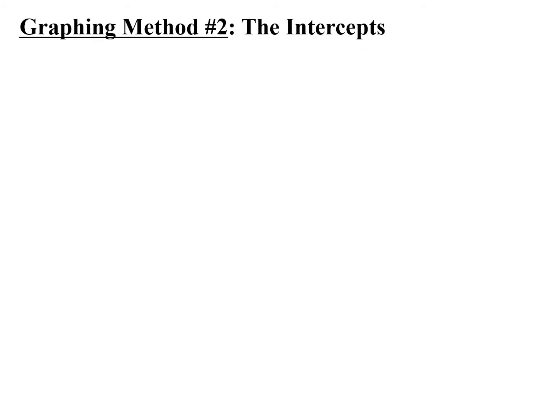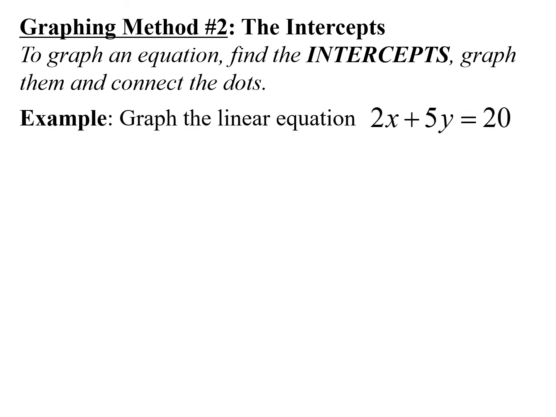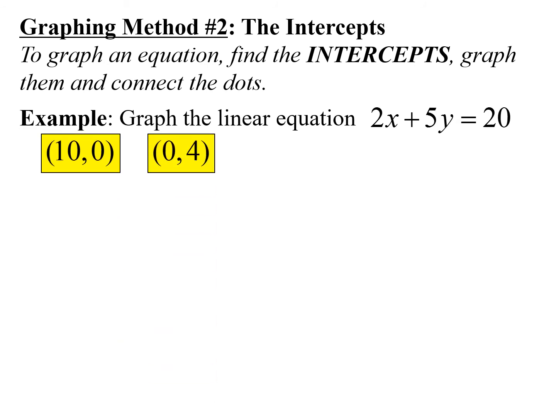When we take a look at graphing using the intercepts, to graph an equation, we want to first find the intercepts and then line our ruler up where those dots are and connect the two. So if we want to graph the linear equation 2x plus 5y equals 20, we already found our intercepts were at (10, 0) and (0, 4). So on the coordinate plane, the point (10, 0) is on the x-axis. The point (0, 4) is on the y-axis.